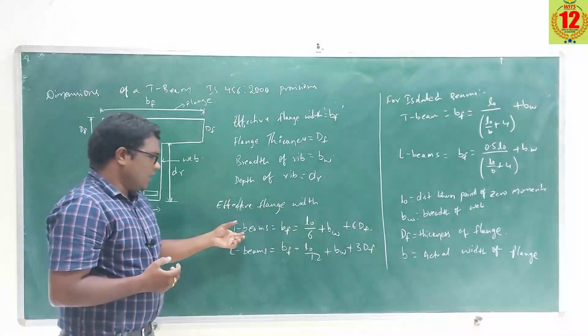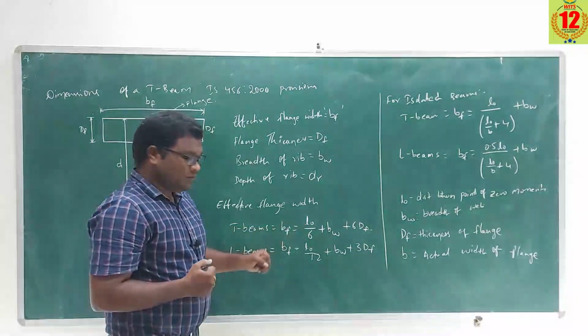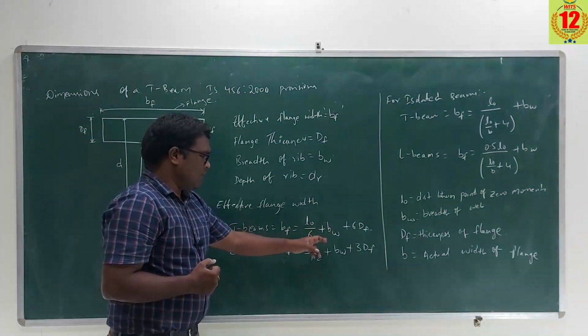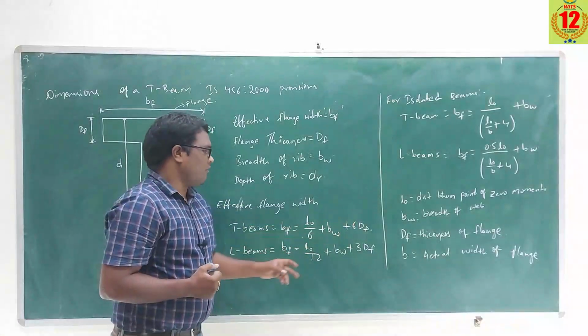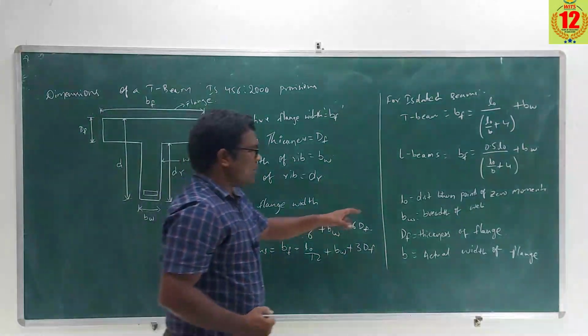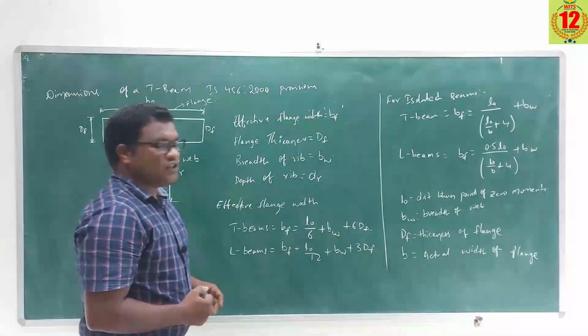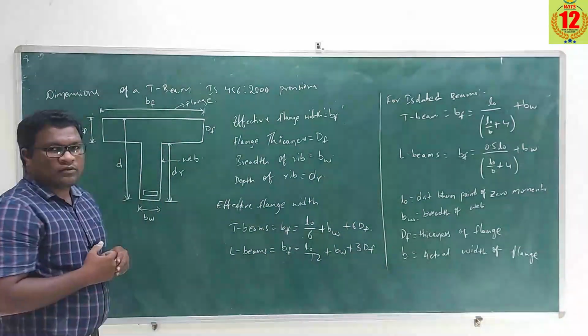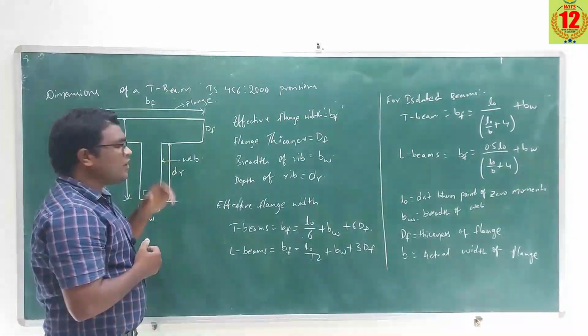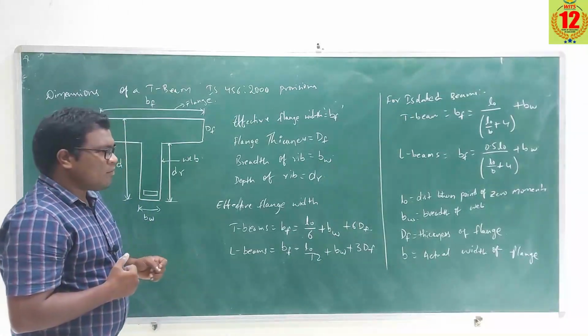And here for T beams it is BF equals L0 by 6 plus BW plus 6DF. And what do you mean by L0? L0 is the distance between points of zero moments, the points where the moment will become 0. Those are called points of zero moments.